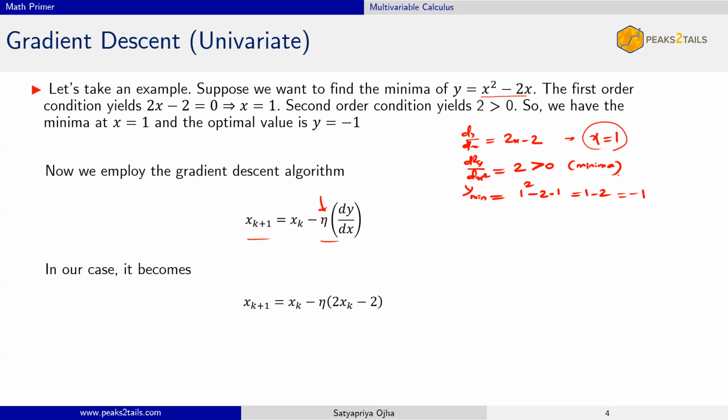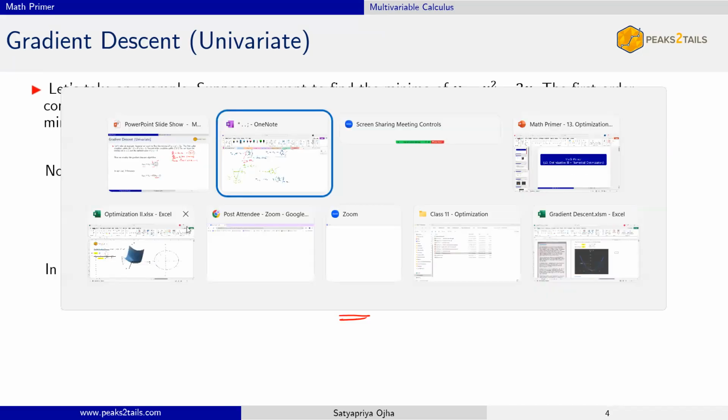In our case, since the derivative is, how much is the derivative? 2x minus 2. So we can plug in instead of dy by dx. In our case, it is 2x minus 2. Okay, this is our algorithm. Any questions before we look at the implementation? No questions? Okay, let's see. Let's go to implementation.